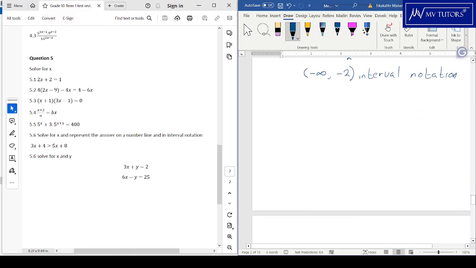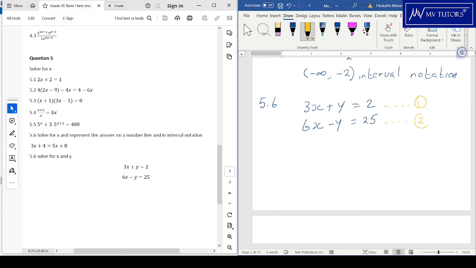Okay, let's go to the last question, which is 5.6. Solve for x and y. This is simultaneous equations now. I've got 3x plus y is equal to 2, and then I've got 6x minus y is equal to 25. So let me name them. This will be my equation number 1. That will be equation number 2.